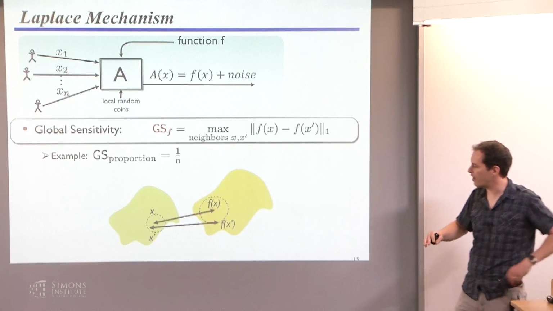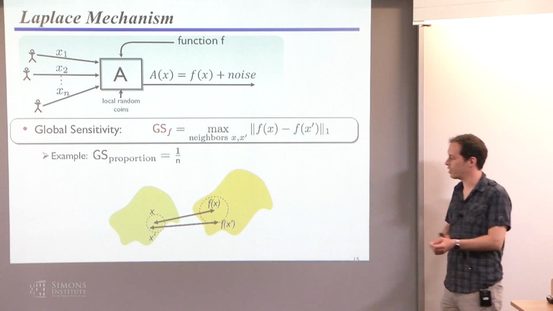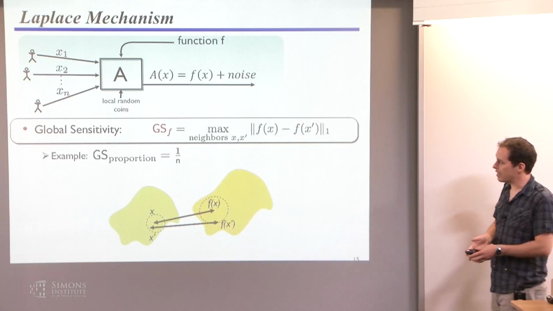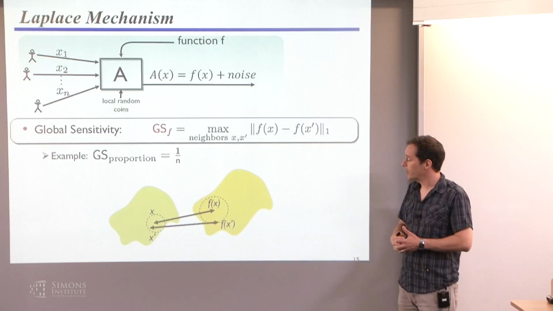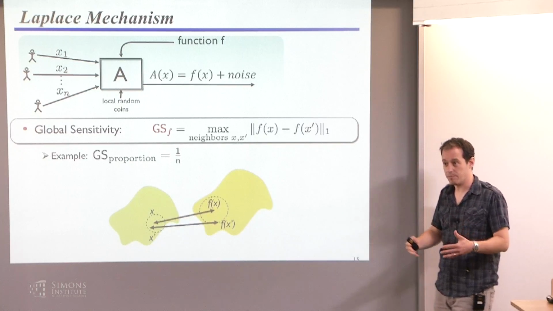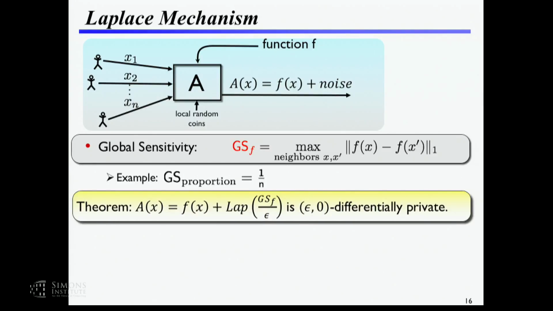Okay, so it's a measure of how sensitive f itself is to changes in its input. And for the proportion of diabetics, or indeed any statistical query, the sensitivity is 1 over n. Because if I change one of the terms in the sum, it changes by 1. The average changes by 1 over n. Okay, so it turns out that this global sensitivity is indeed the right measure of how much noise we need, at least in general.